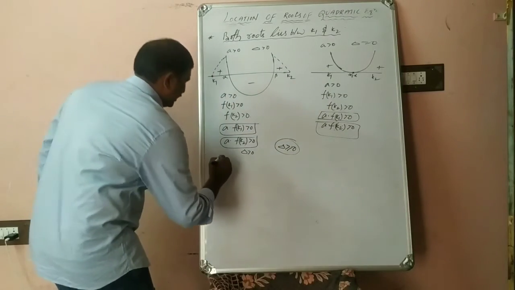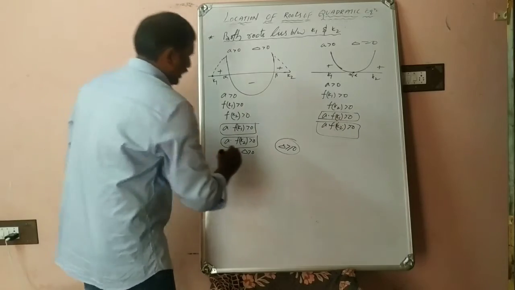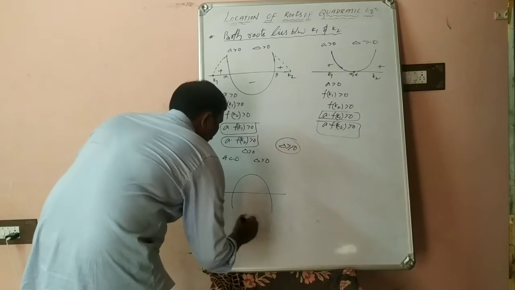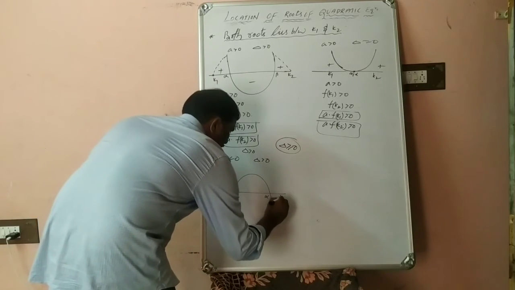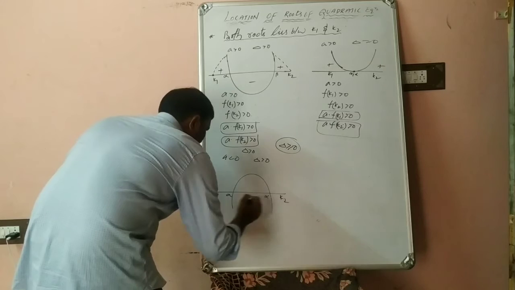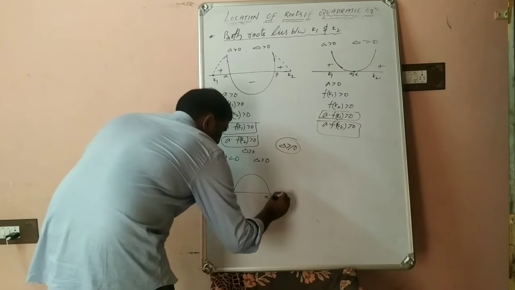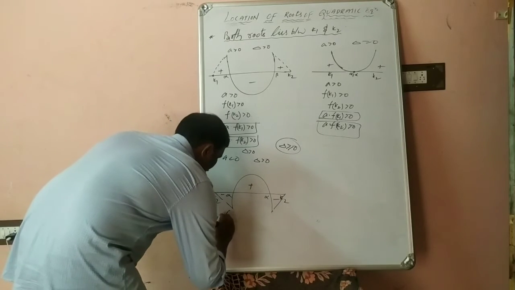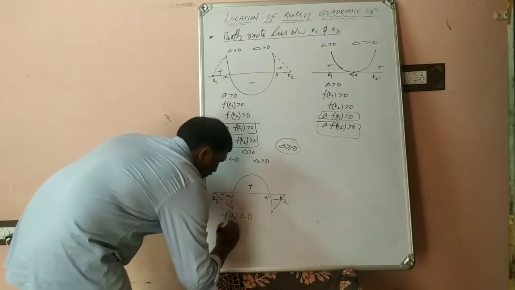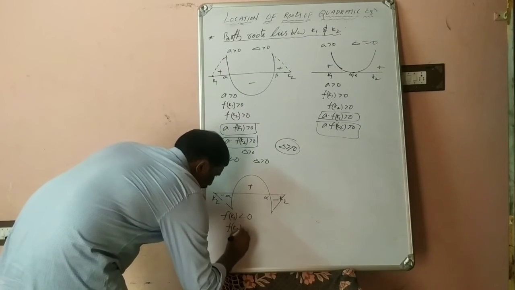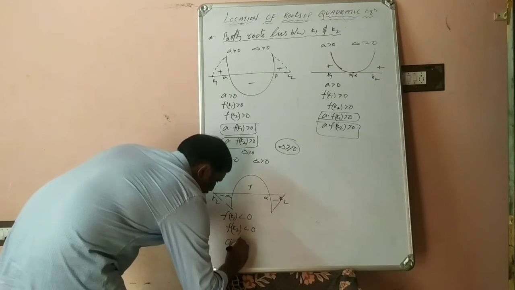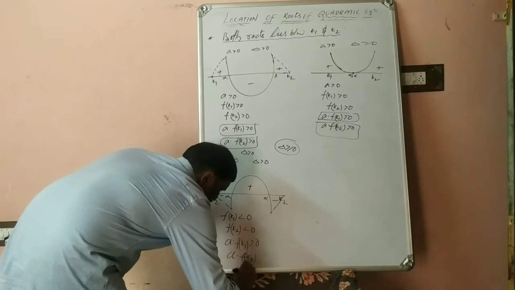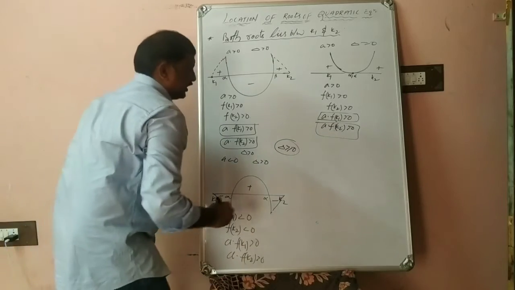The next case, A is less than 0 and delta greater than 0. Less than 0 means you will get a downward parabola. This downward parabola has alpha and beta as distinct points. This is k1 and this is k2, and join both to this: negative, positive, negative. So A is negative, f of k1 is negative, f of k2 is negative. A into f of k1 is positive. A into f of k2 is positive in the case of delta greater than 0.